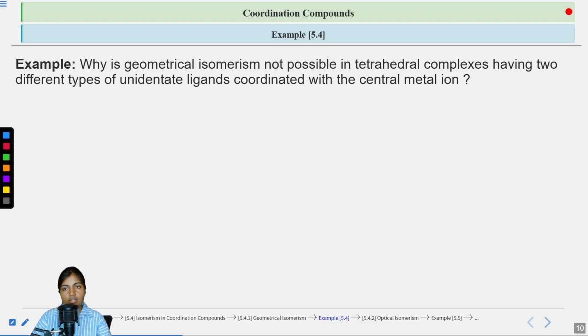But still, in tetrahedral complexes, even if they have two different types of unidentate ligands, it is not possible to show geometrical isomerism. So why is it so? You have to tell the reason. Okay, you remember we have studied about it, so you have some time, try to analyze this question and then we will see the answer of this example.